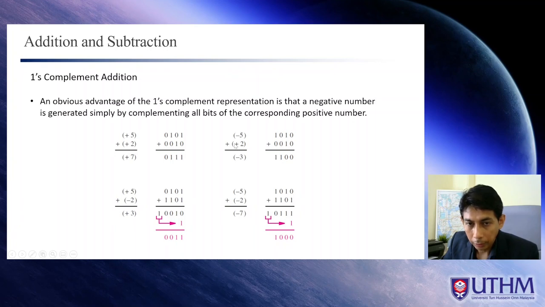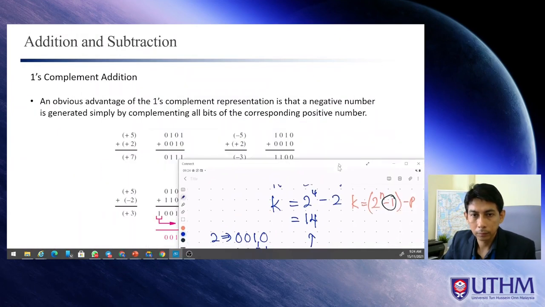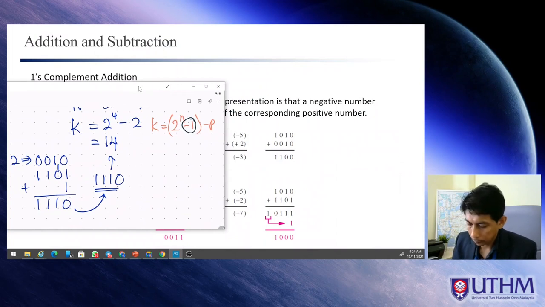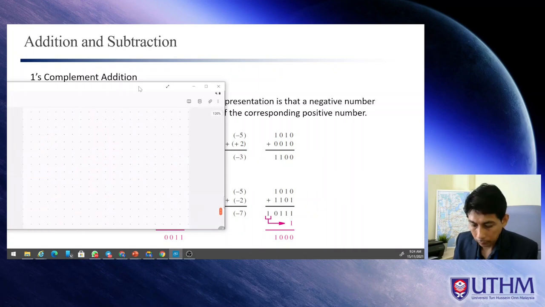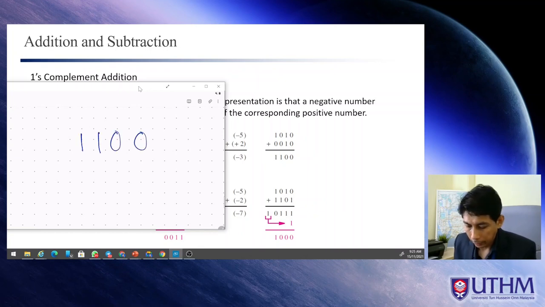You have 1010 plus 2, and you add, see, you have 1100. And if you complement this back, this is actually 3, right? So that's why this is actually minus 3. And in decimal, minus 5 plus 2 is of course minus 3. And if you do it in binary, you have minus 3. So this is correct. That is why we can use first complement to represent negative numbers.